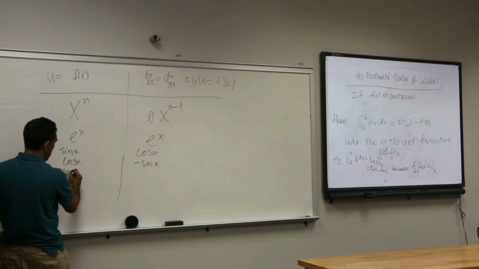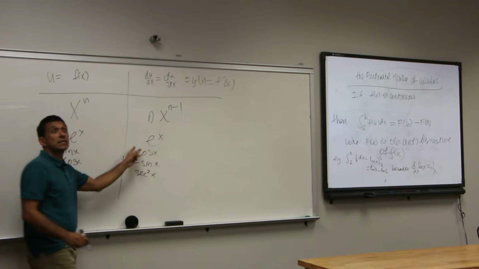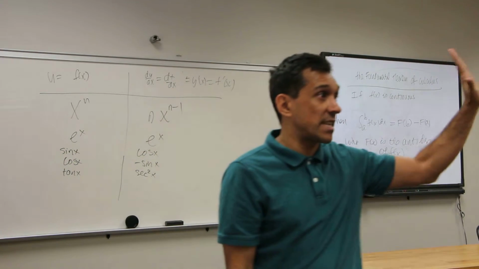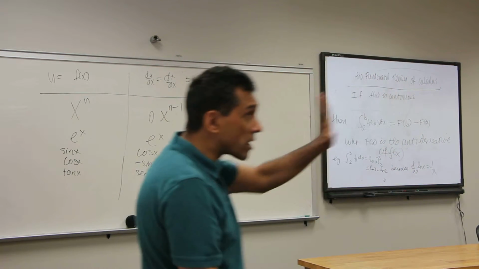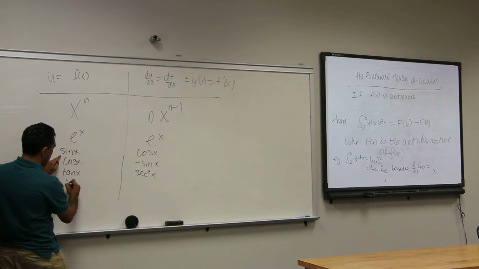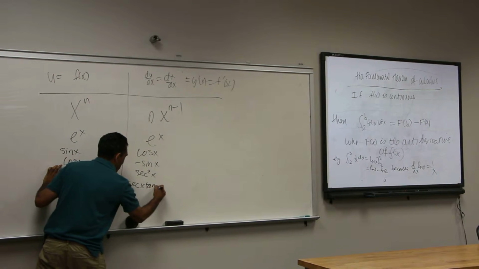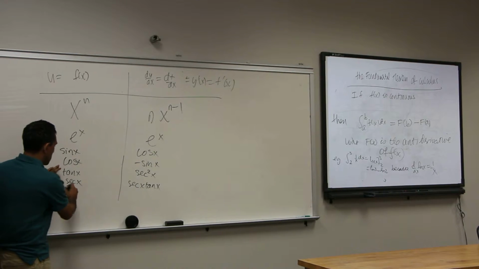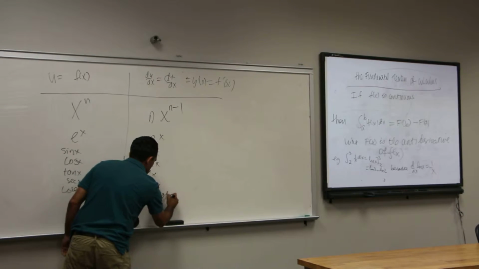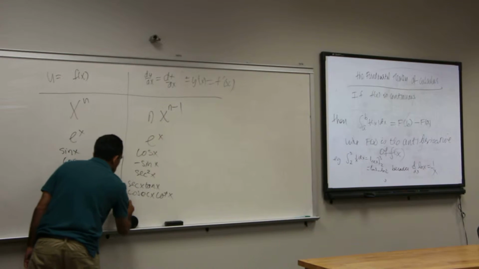Tangent x. Secant squared x. Oh, the trig ones you must get your hands around. Very, very important. You know your trig derivatives and antiderivatives. What else? Secant x. Secant squared x, tangent x. Secant x, tangent x. Cosecant x. Cosecant x, cotangent x. Negative cosecant x. Cotangent x. Negative cosecant squared x.